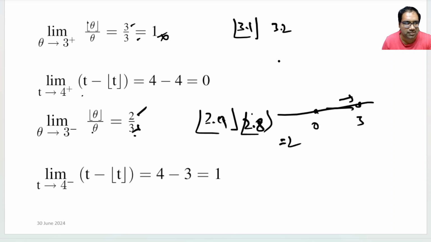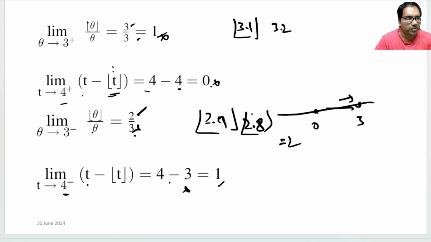Similarly, let's take this case. t minus greatest integer function of t, again 4 plus. When it is 4 plus, the value of the greatest integer function is 4, right? If it is 4.1, 4.2 like this. So 4 minus 4, it becomes 0. When it is 4 minus, like 3.9, 3.8, this becomes 3, right? So the value of the limit is 4 minus 3, which is equal to 1. Clearly, the limits are not matching. So this function, t minus greatest integer function of t, also doesn't have a limit.